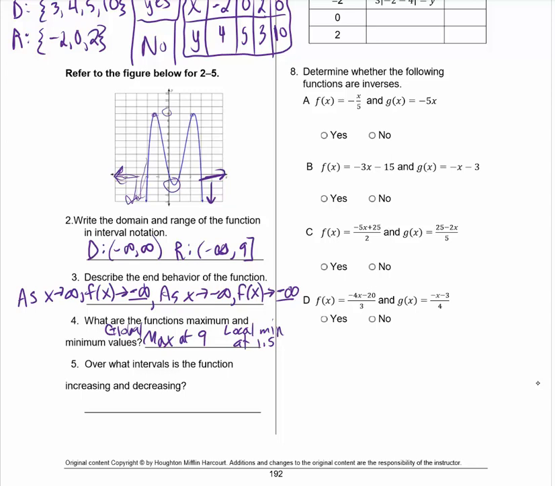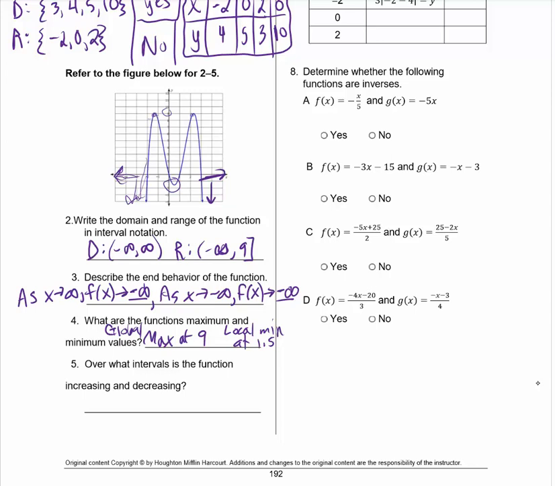Number 5, over what intervals is the function increasing and decreasing? The word interval suggests that we'll put this in interval notation. Increasing and decreasing is where we look from left to right and we say if it's going up, it's increasing. If it's going down, it's decreasing. It's like we're reading a book from left to right. So we start down here and we say, if I try to travel to the right on this graph, I'm going to have to move my pen up. So I start off increasing until I get to this point right here.